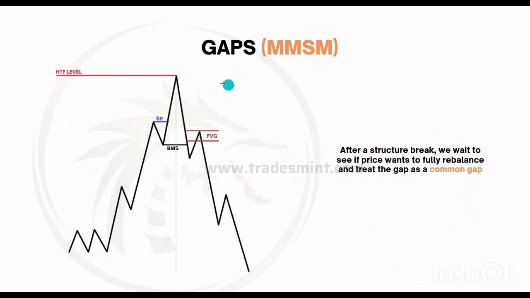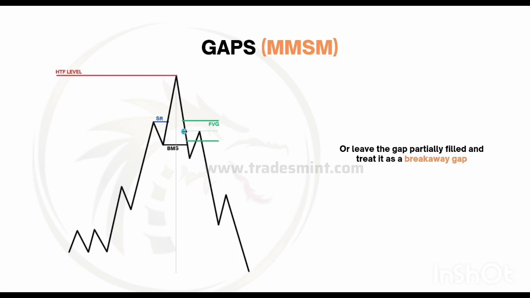On the right side of the curve of a market maker sell model, after we have a confirmed break in market structure, which, if you recall in the previous lessons, the fair value gap inside of the expansion leg that broke structure would confirm the structure break. Now, we want to see if price wants to fully rebalance that fair value gap and treat it as a common gap, or only partially fill it and move away from this area.